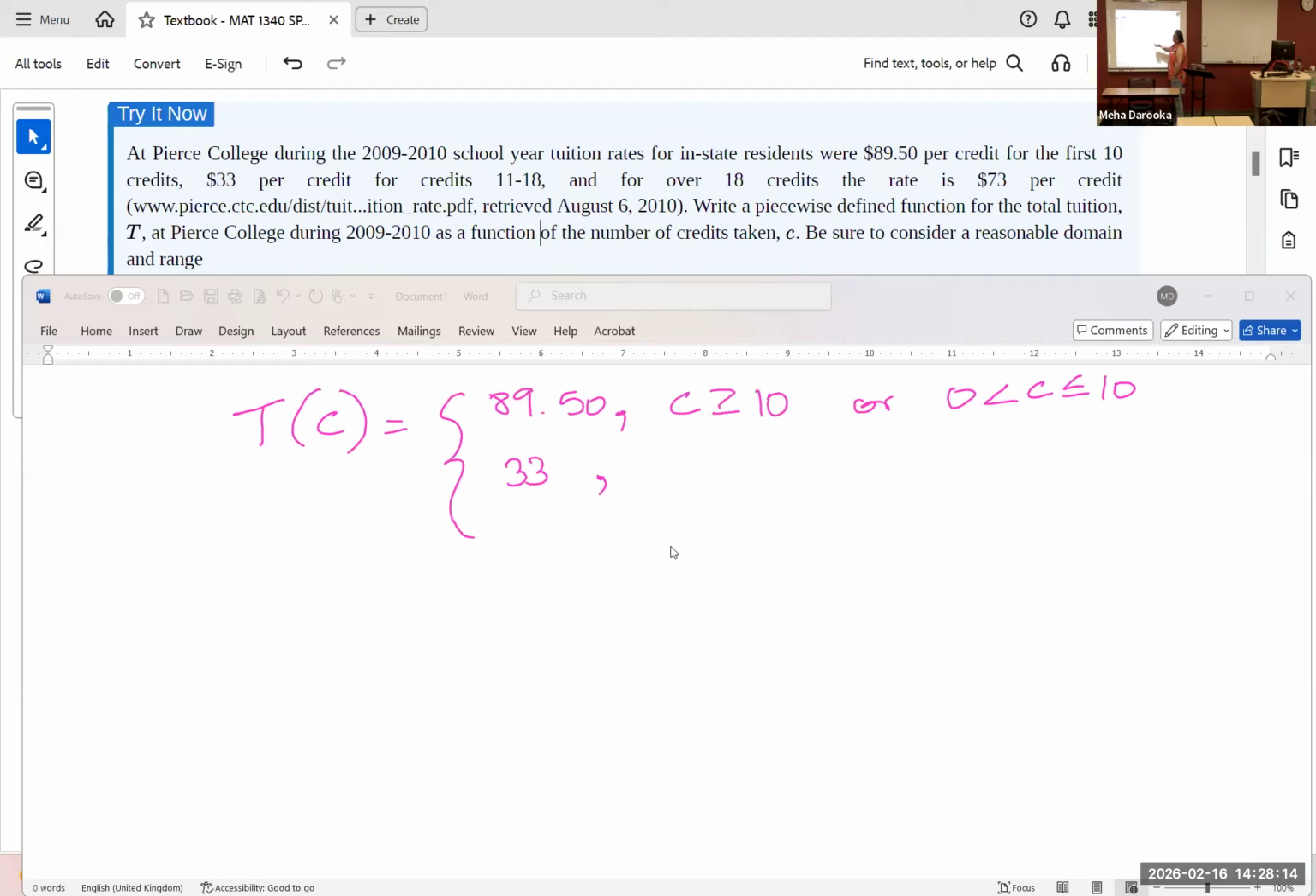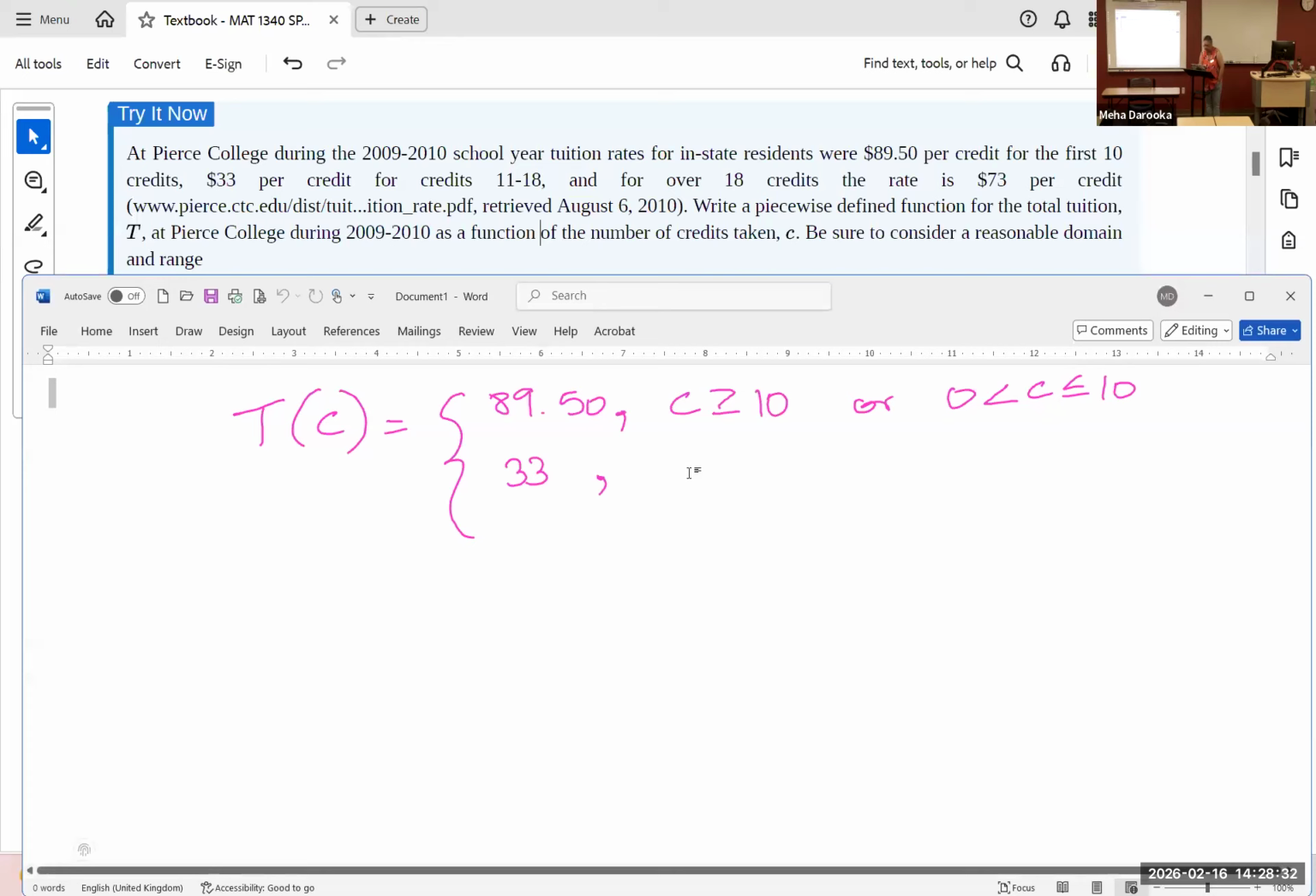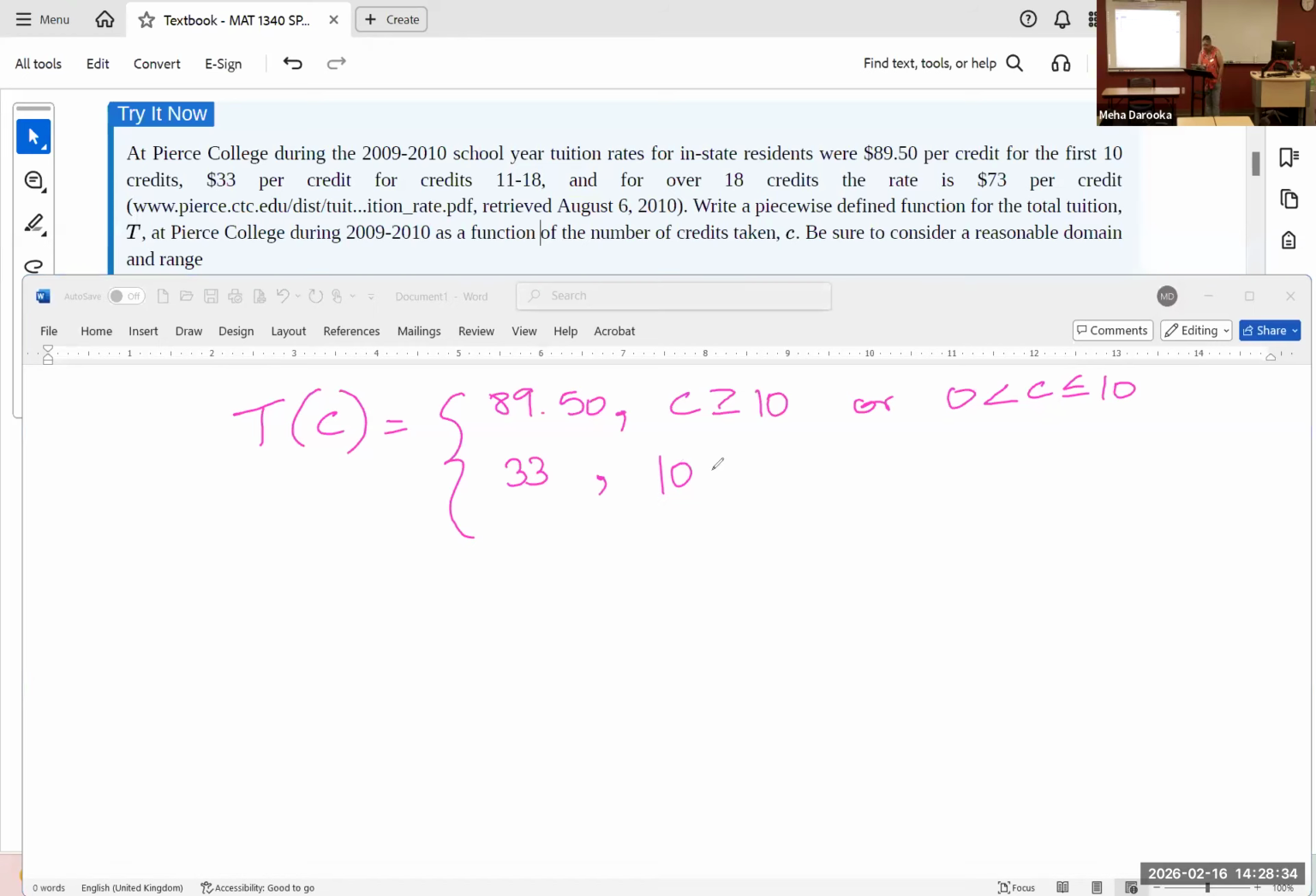So would we say C is between 11 and 18 and include the endpoints? Or would we say starting at 10 and then going all the way through 18? Starting at 10, so this would be a three-piece inequality. So 10 to 18, right? Because we cannot include 10 since you are already including 10 on that first interval. And it does tell us the first 10 credits, right? So it technically starts from 11 to 18.